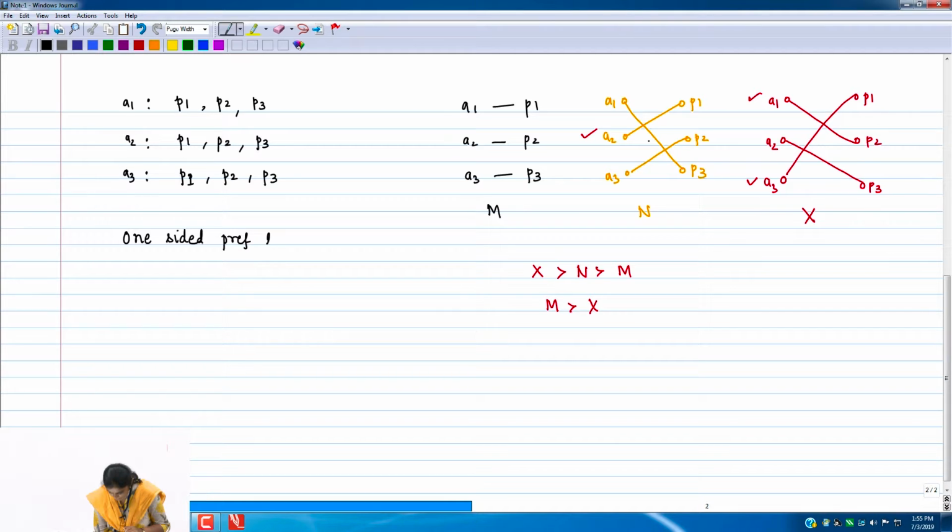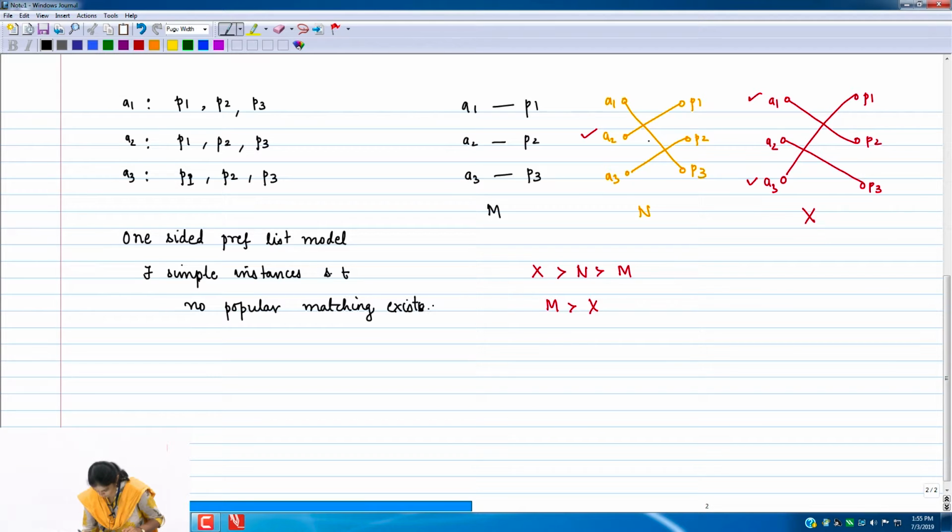So what this shows is that in the one-sided preference list model, there exist simple examples, instances, such that no popular matching exists. Right. So there is a very simple example where there are no popular matchings.